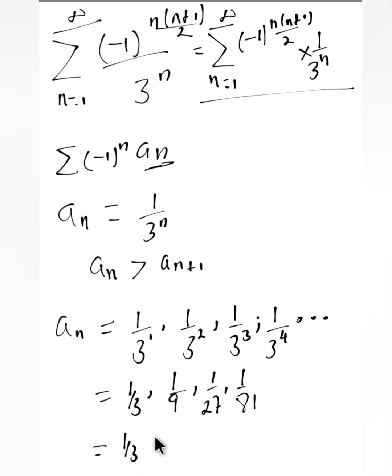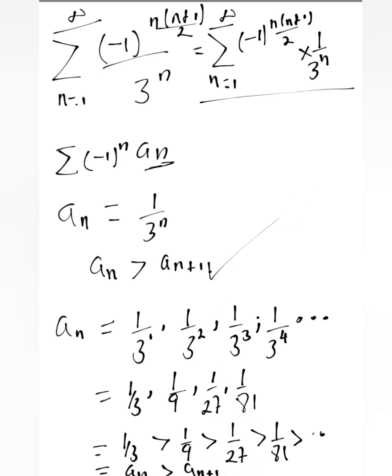1 over 3 is greater than 1 over 9, which is also greater than 1 over 27, and this is greater than 1 over 81, and greater than the next term, obviously. So from this, we can conclude that a_n is greater than the next term, which is a_(n+1), because the first term is bigger than the second term, is bigger than the third term, is bigger than the fourth term. So it means that a_n is always bigger than the next term. Hence, the sequence is decreasing.